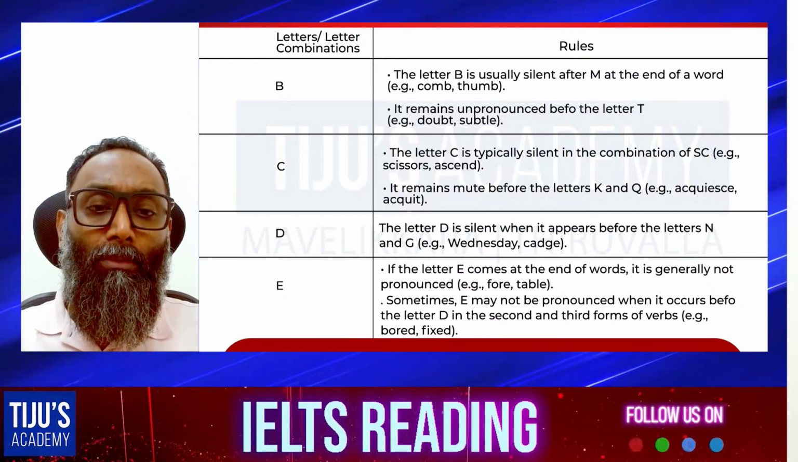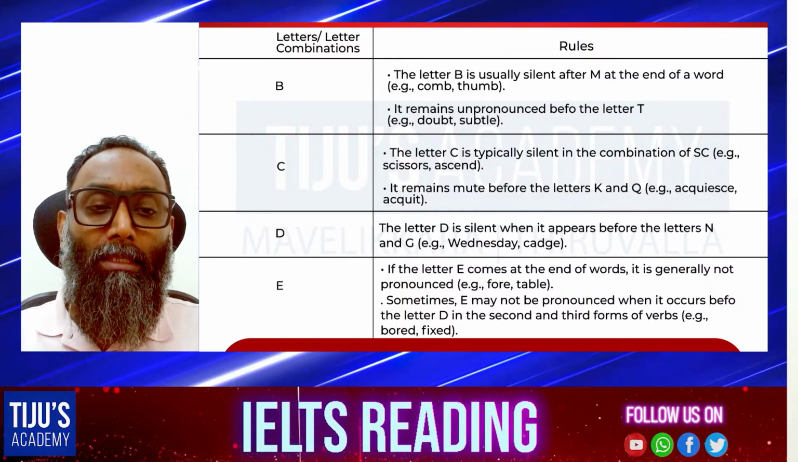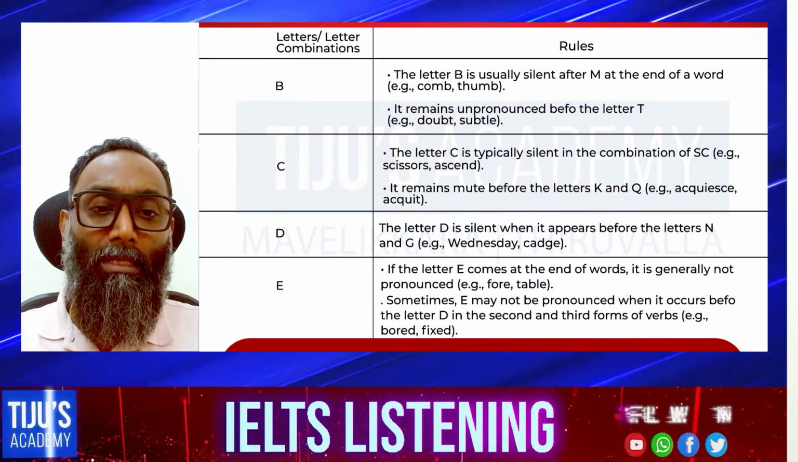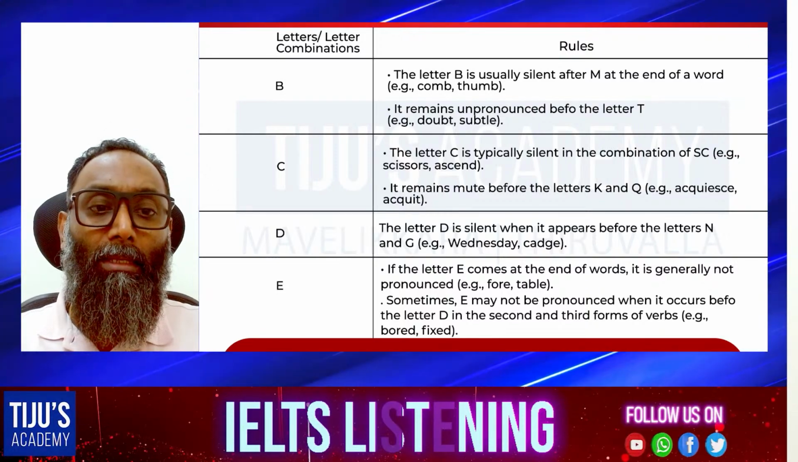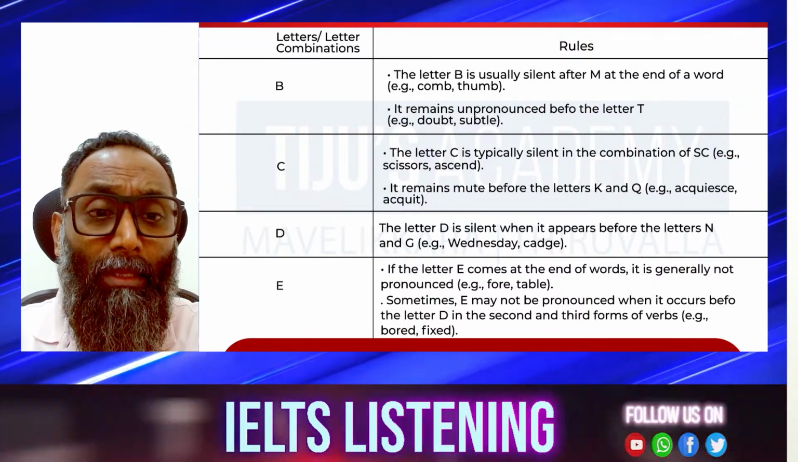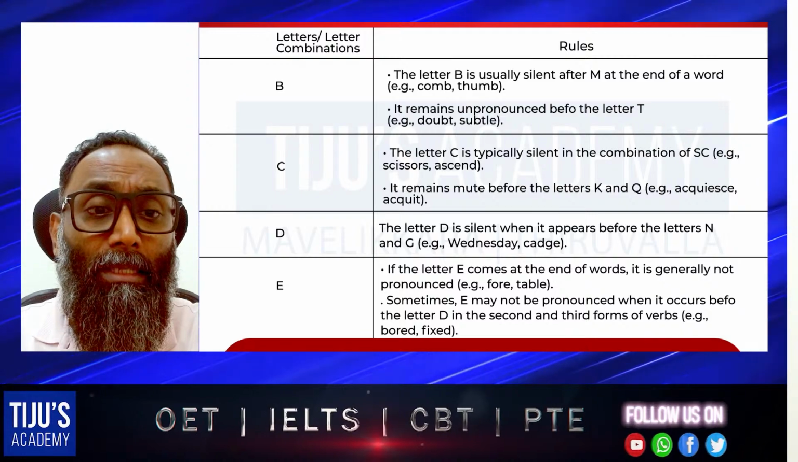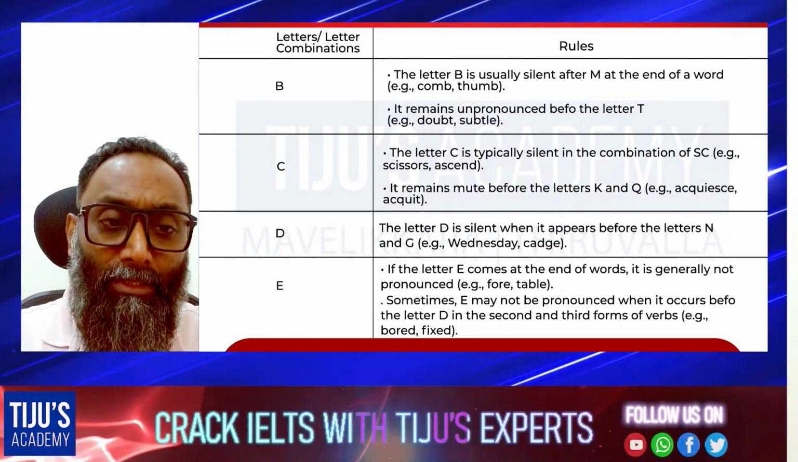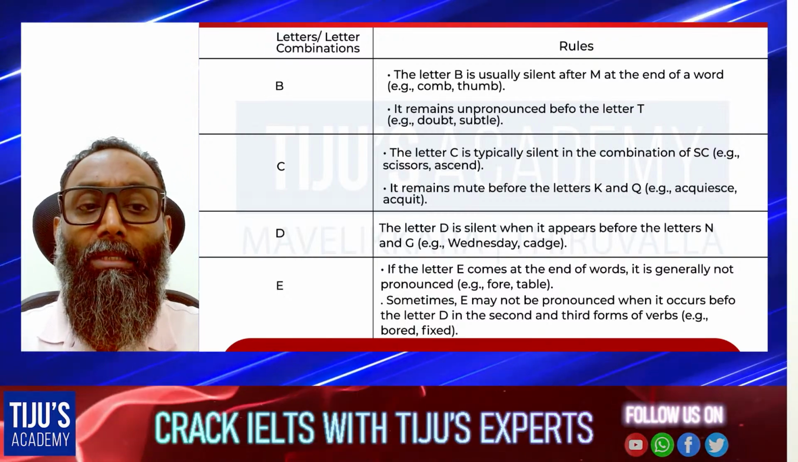Now let's look into the letter D. The letter D is silent when it appears before the letters N and G. For example, Wednesday, and the same thing here with C-A-D-G-E, we don't pronounce the D. It's cage. So we don't say the D.